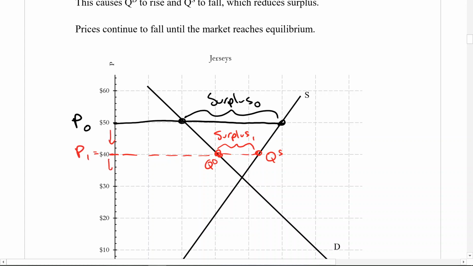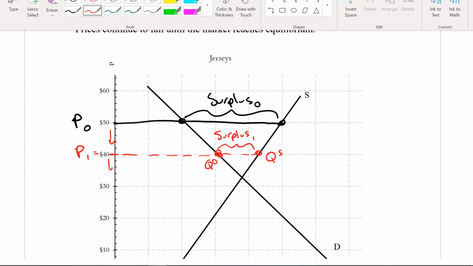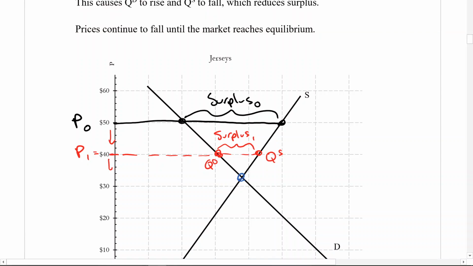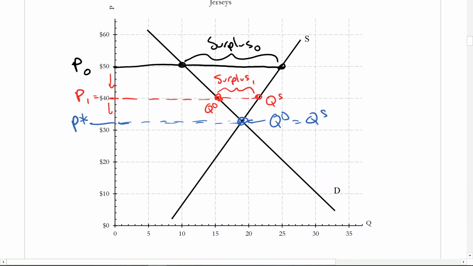So they cut the price even more. That was P1. And let's cut it all the way down to the equilibrium now, P star, somewhere around 32 bucks or so. At that price, here we have quantity demanded, and we have quantity supplied. They're now equal to each other, and we're back in equilibrium. So when sellers face a surplus, they cut the price until we get back to equilibrium.